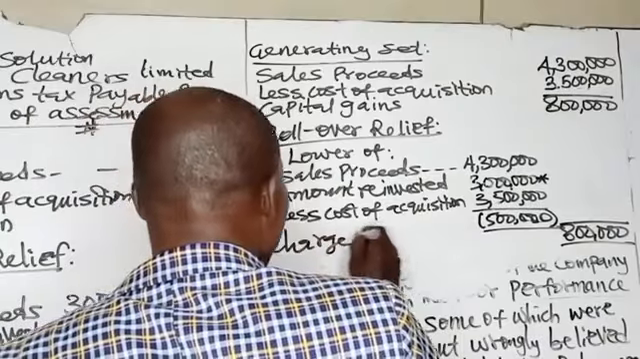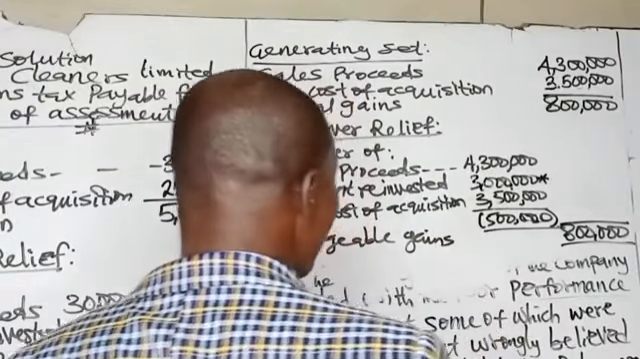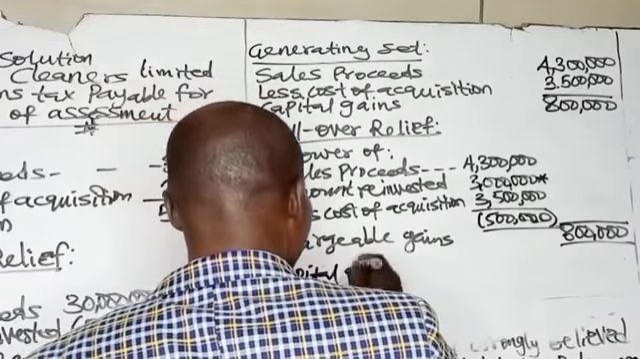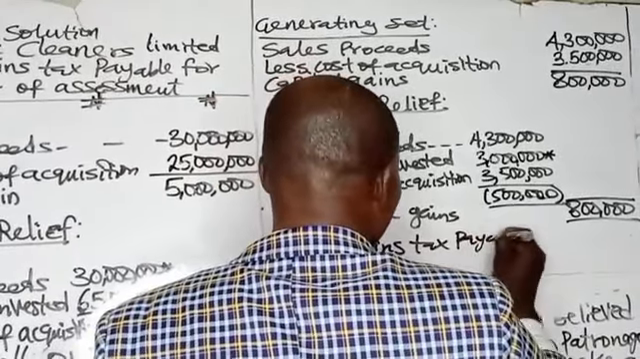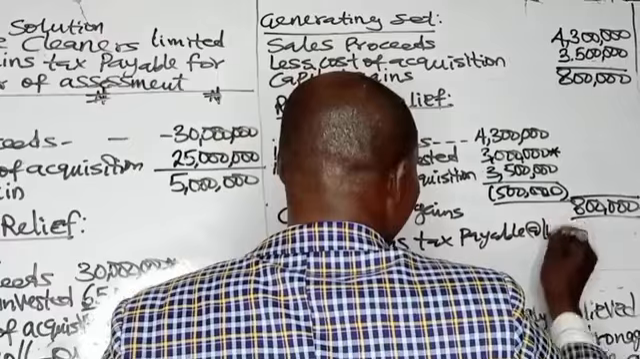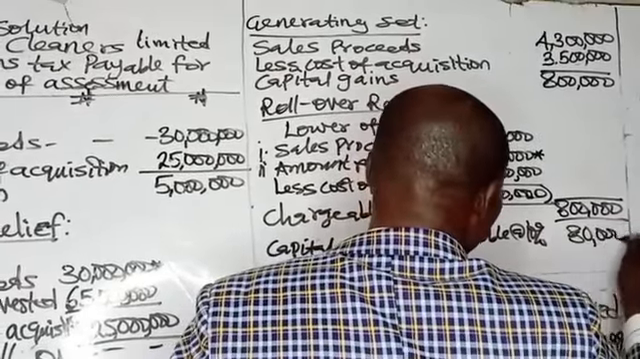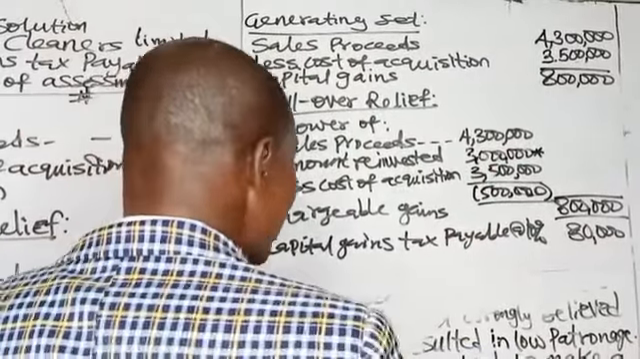So this 800,000 will be our chargeable gain. If the chargeable gain is 800,000, capital gains tax payable at 10%. 10% of 800,000 will be 80,000 naira. So that is the solution to the A part of the question.